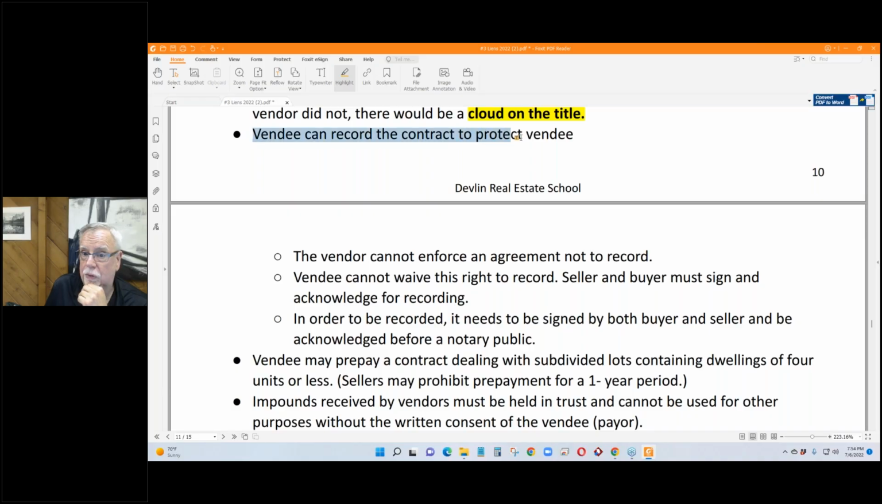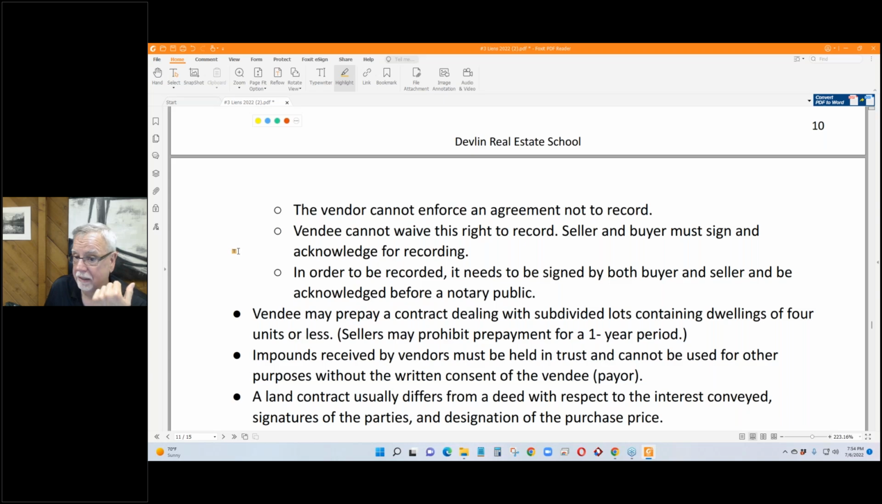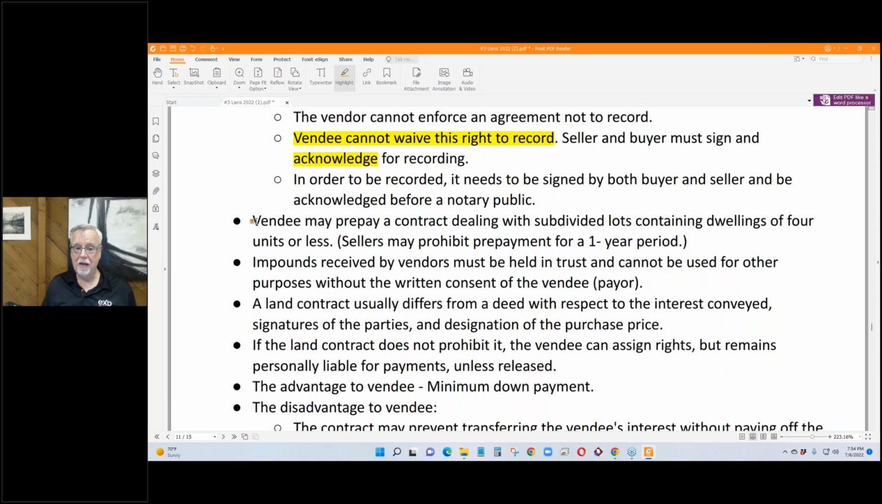Vendee can record the contract. They always do. Vendor cannot keep them from recording. Vendor cannot waive the right. Both of them have to sign and acknowledge. Acknowledge means signing in the presence of a notary in order to be recorded, which is what the next line says. Vendee may prepay the contract. If there's impounds, impounds are for property taxes, insurance, homeowner association fees, must be held in trust.